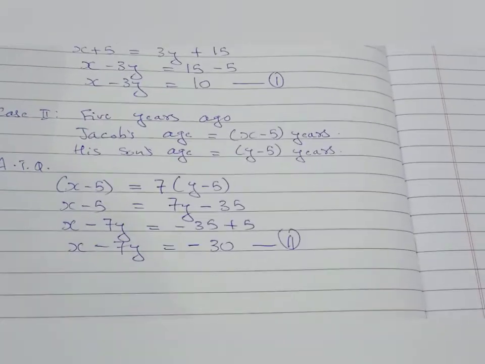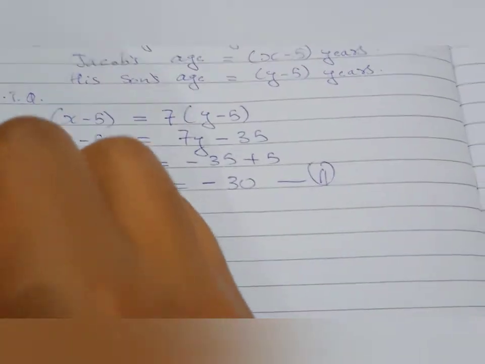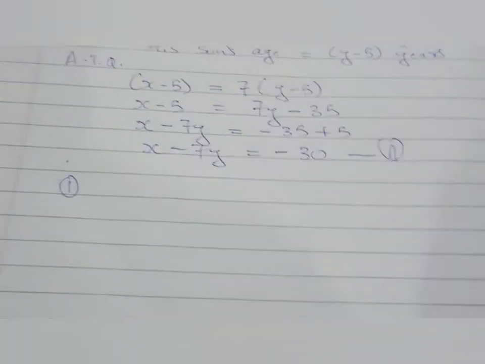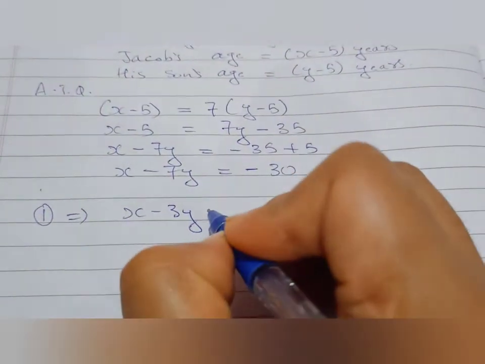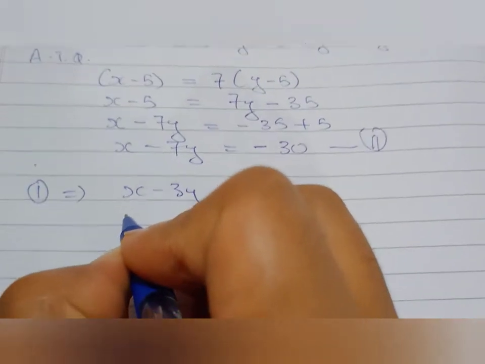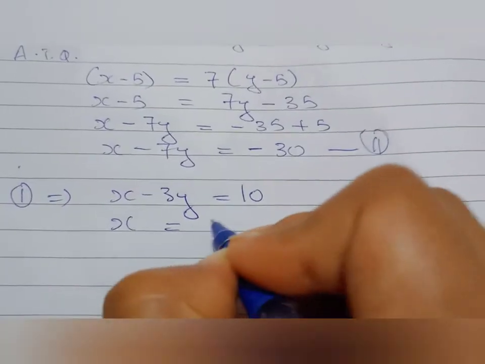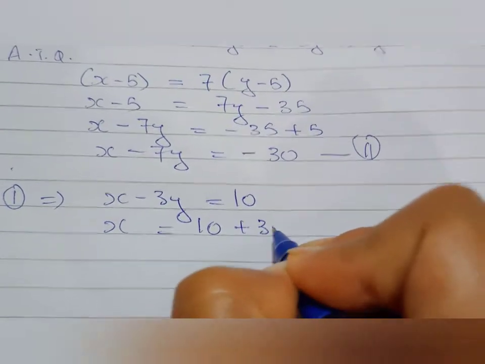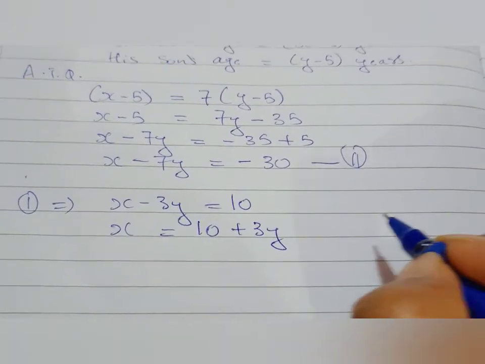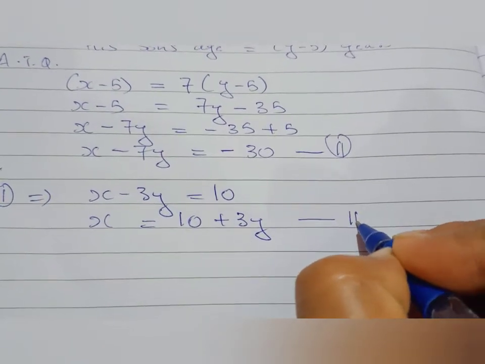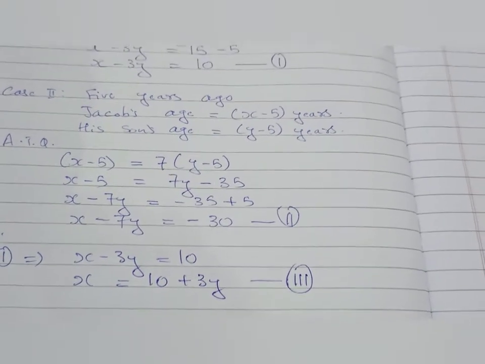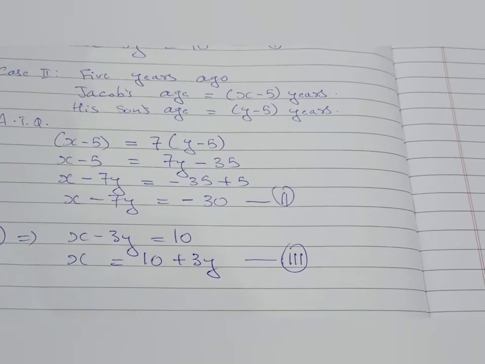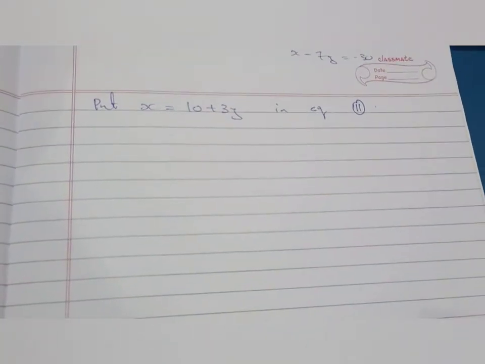We can manipulate either of the equation 1 or 2. Let's go with equation 1. So equation 1, which is x minus 3y equals to 10. We can manipulate it to x equals to 10 minus 3y to the other side will be plus 3y. So 10 plus 3y. So let's mark this as equation number 3. Since we have manipulated equation 1, we will put the value of x, which is 10 plus 3y, in equation 2. So we'll put x equals to 10 plus 3y in equation 2.